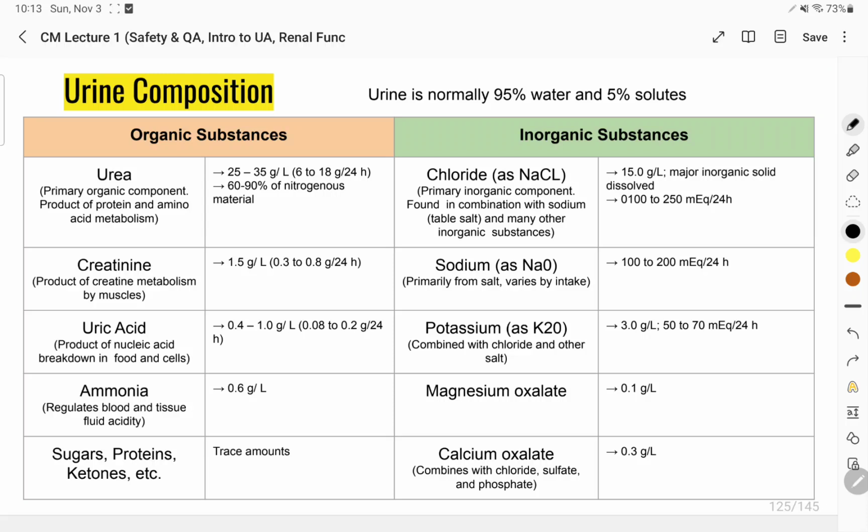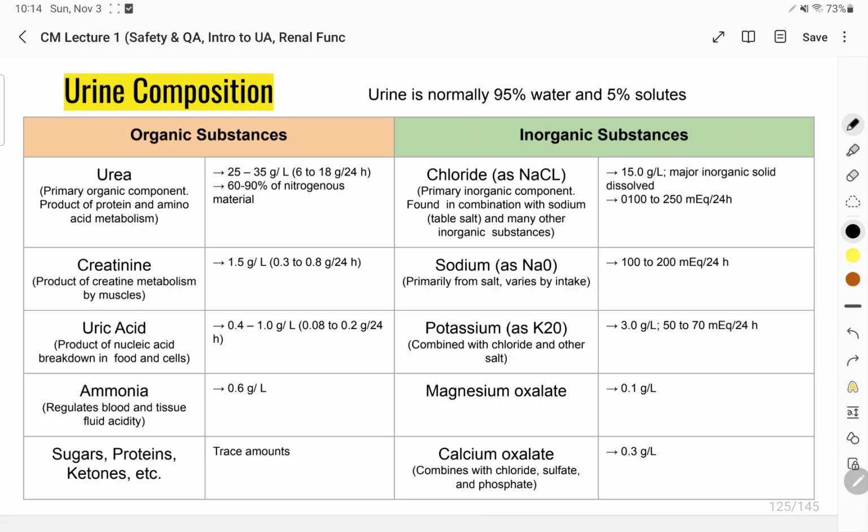And creatinine, of course, is a product of creatine metabolism by muscles. You heard that earlier, right? Creatinine clearance is bad if the patient has a muscle wasting disease. Uric acid, of course, you can also see this. This is a product of nucleic acid breakdown in food and cells. Ammonia regulates blood and tissue fluid acidity. And of course, some sugars, some proteins, especially the small proteins, not necessarily albumin, and even ketones, especially if there is type 1 diabetes. Okay? And for inorganic substances, the primary inorganic component is chloride in the form of sodium chloride.